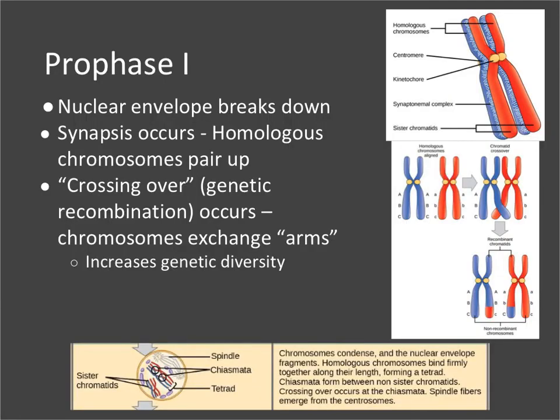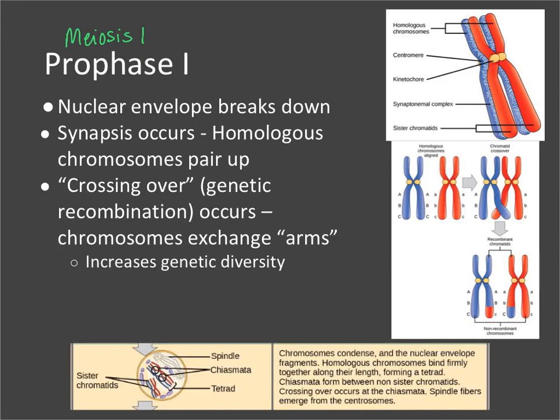Now, going into the events of meiosis I, we can first look at prophase I. Some of the events of prophase I are very similar to mitosis, but there are some differences. First of all, just like in mitosis, the nuclear envelope breaks down. That's because, remember, these chromosomes need to be able to move around into the new daughter cells, so we have to get rid of that barrier, that nuclear envelope.